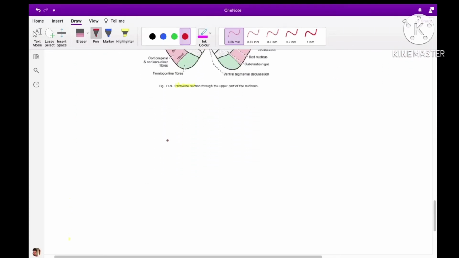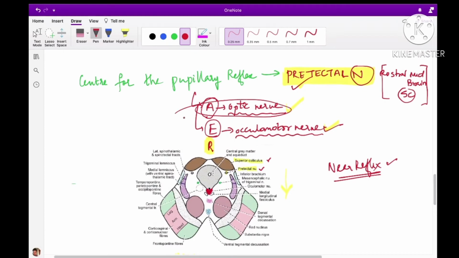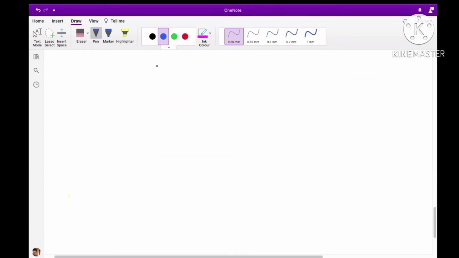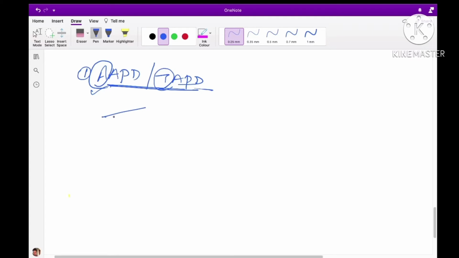Now let us move on to the afferent pathway defects. The afferent pathway is this one. The first afferent pathway defect is AAPD, or TAPD: absolute or total afferent pathway defect. This is an absolute lesion, that is, a complete cutting of the optic nerve. So, a complete optic nerve lesion on one side.